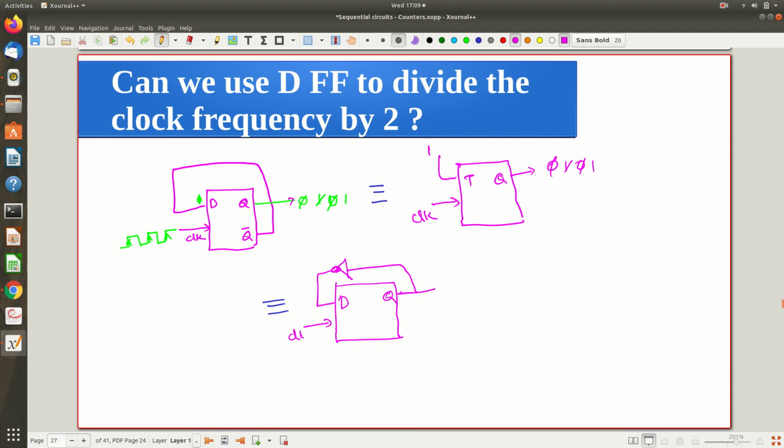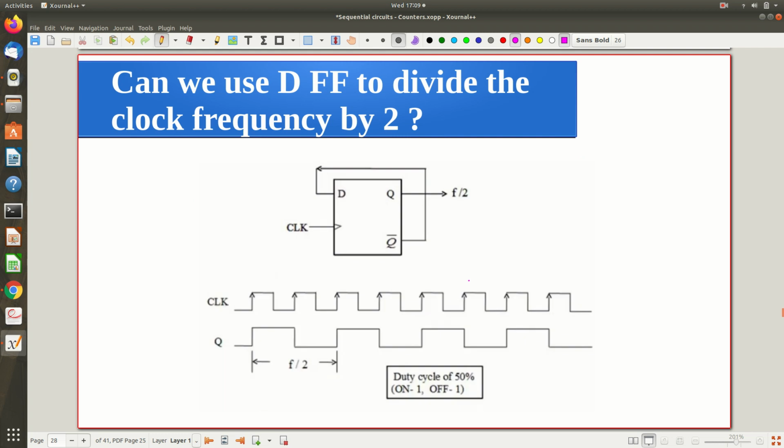And if I am applying a clock here, definitely I will get the output as 0 changed to 1, 1 changed to 0, so the frequency is half of it, right? So you know how it is working. With that assumption, I proceeded like this, okay? So this is the configuration we saw.